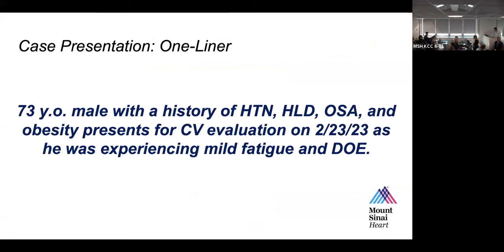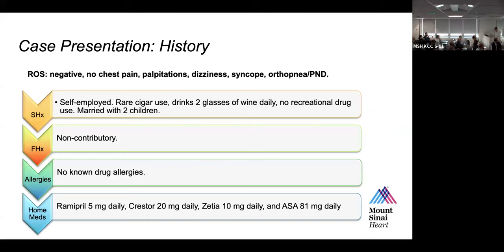Starting off with the case presentation and the one-liner. We have a 73-year-old male with a history of hypertension, hyperlipidemia, sleep apnea, and obesity, who presents for cardiovascular evaluation on February 23rd of this year as he was experiencing mild fatigue and dyspnea on exertion. A little bit more about the patient's history.